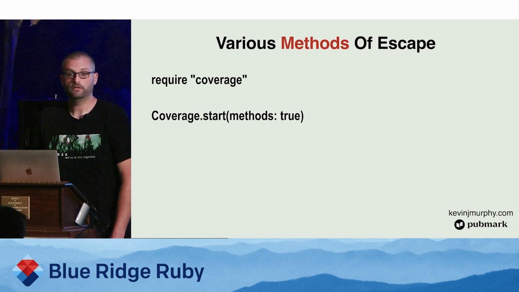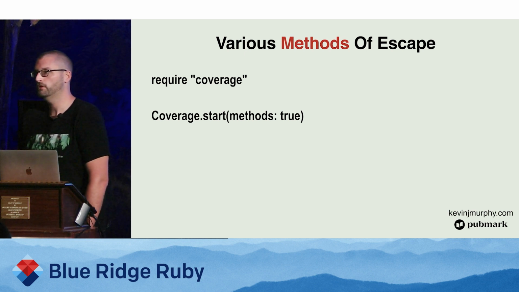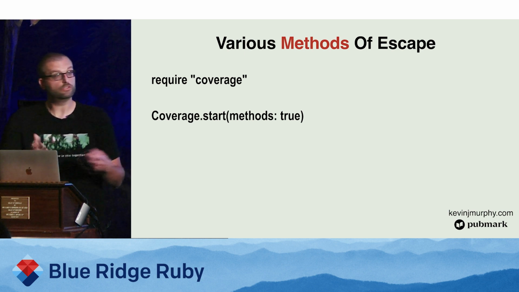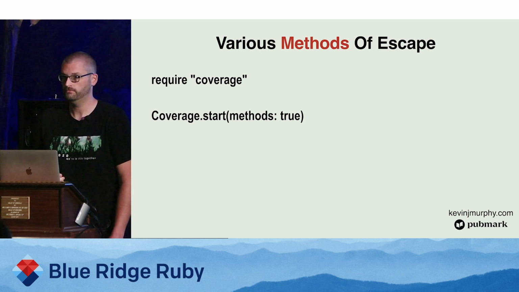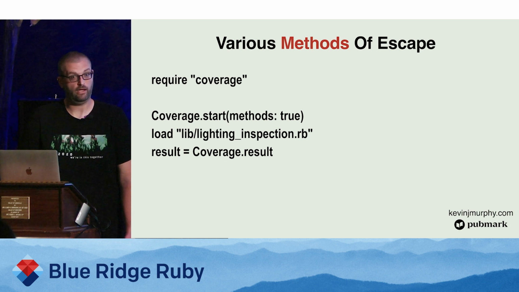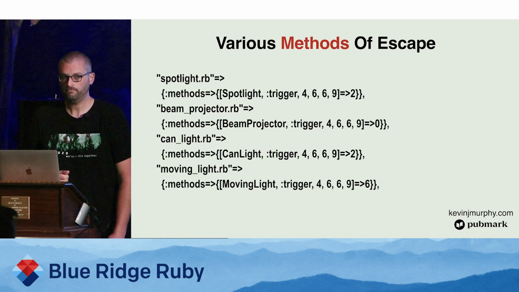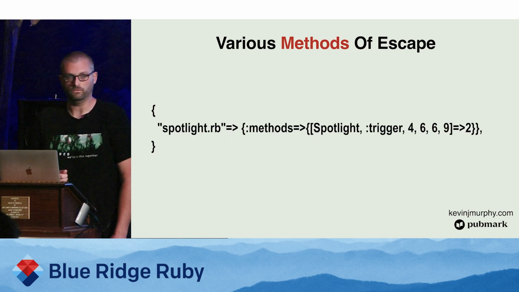This time we're going to start coverage in methods mode to keep track of how many times methods are run, and we're going to keep track of how many times we're calling these trigger methods on these different classes. So the band's going to play the show, and we'll see what comes back. What we get looks different than what we've seen so far. So let's take an interest in what one of these elements are.